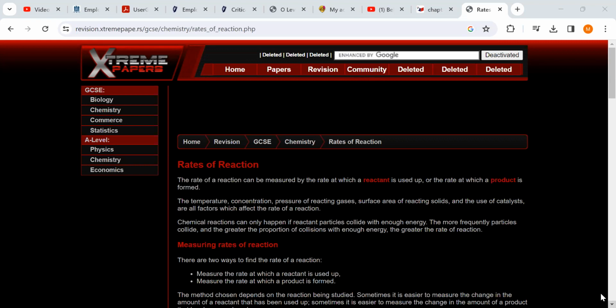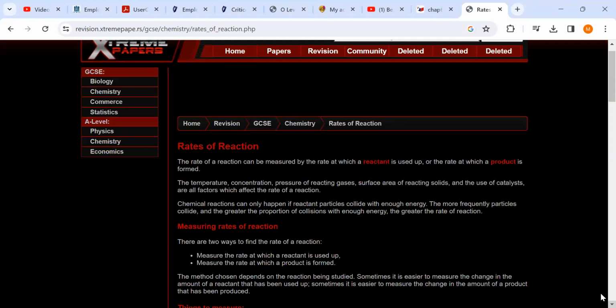How is the rate of the reaction measured? The rate of the reaction can be measured by two things. Firstly, how quickly a reactant is being used up, or secondly, how quickly the product is being formed. Now, you need to understand that there are two types of reactions: reversible reactions and irreversible reactions. Reversible reactions are always represented by two arrows, one going in the forward direction and the other going in the backward direction, whereas irreversible reactions always proceed in the forward direction, and they are represented by a single arrow.